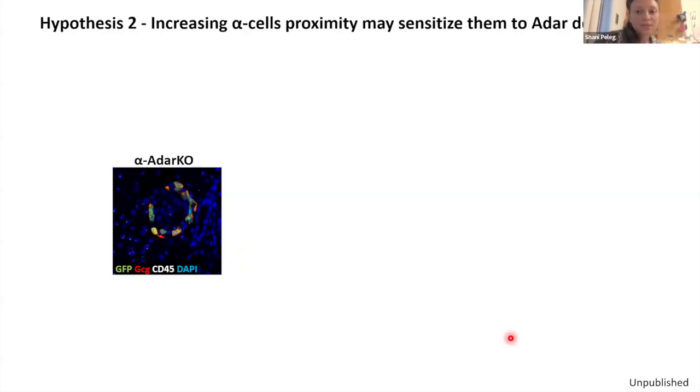So I'll show you some results. This is an islet from an alpha ADAR knockout mouse where we see normal islet architecture and no inflammation whatsoever. We have GFP in green, glucagon in red, and CD45 in white.